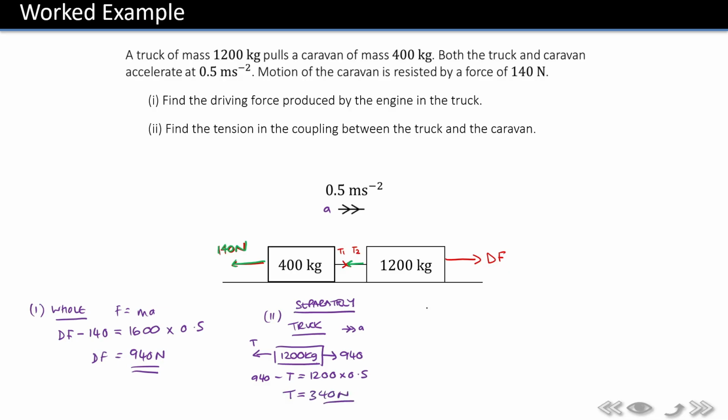Then if I look at it from the caravan perspective, again I draw my diagram. I've got 400 kilograms. I've got T going in this direction, and I've got an opposing force of 140. So again, T is going in the same direction as A, so it's going to be T minus 140 equals 400 multiplied by A, which is 0.5. And again, doing a bit of rearranging, I get an answer of 340.